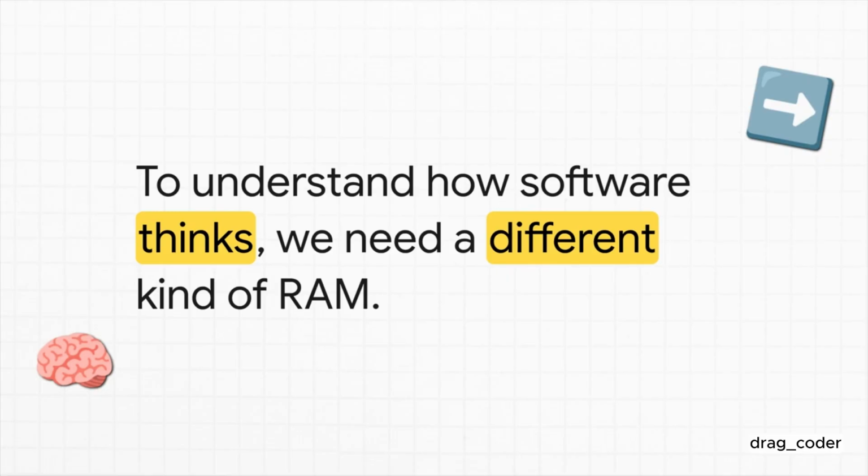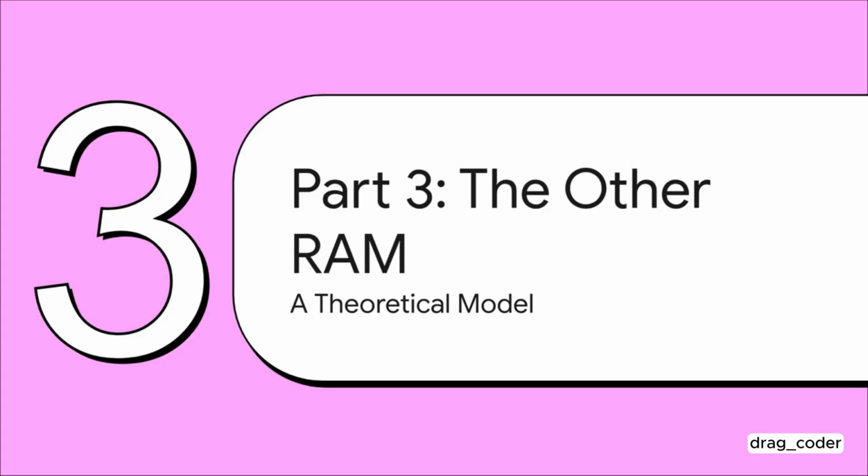To really get how algorithms are designed and measured, to understand how software actually thinks, we need to meet the other RAM. Okay, so let's shift gears now. We're going from the physical world into the purely theoretical. We're now talking about the random access machine.